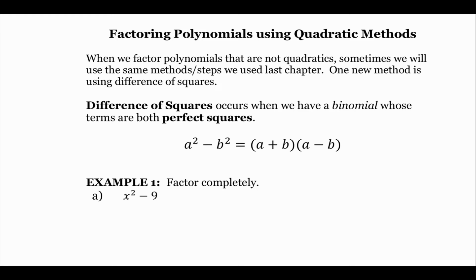Okay, so one of the ways we can factor binomials is called difference of squares. Difference of squares only happens with binomials, and it happens when both of the terms are perfect squares. So when I say perfect squares, what is a perfect square? A square root that's a whole number. There you go.